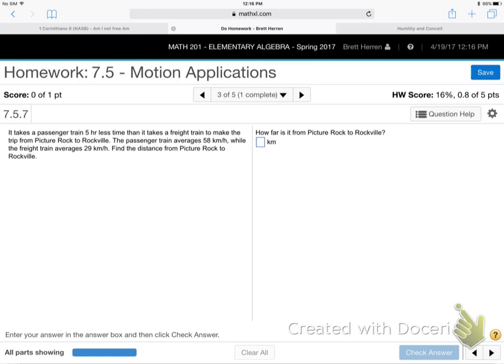All right. It takes a passenger train 5 hours less time than it takes a freight train to make the trip from Picture Rock to Rockville. Passenger train averages 58, freight train 29. Find the distance.